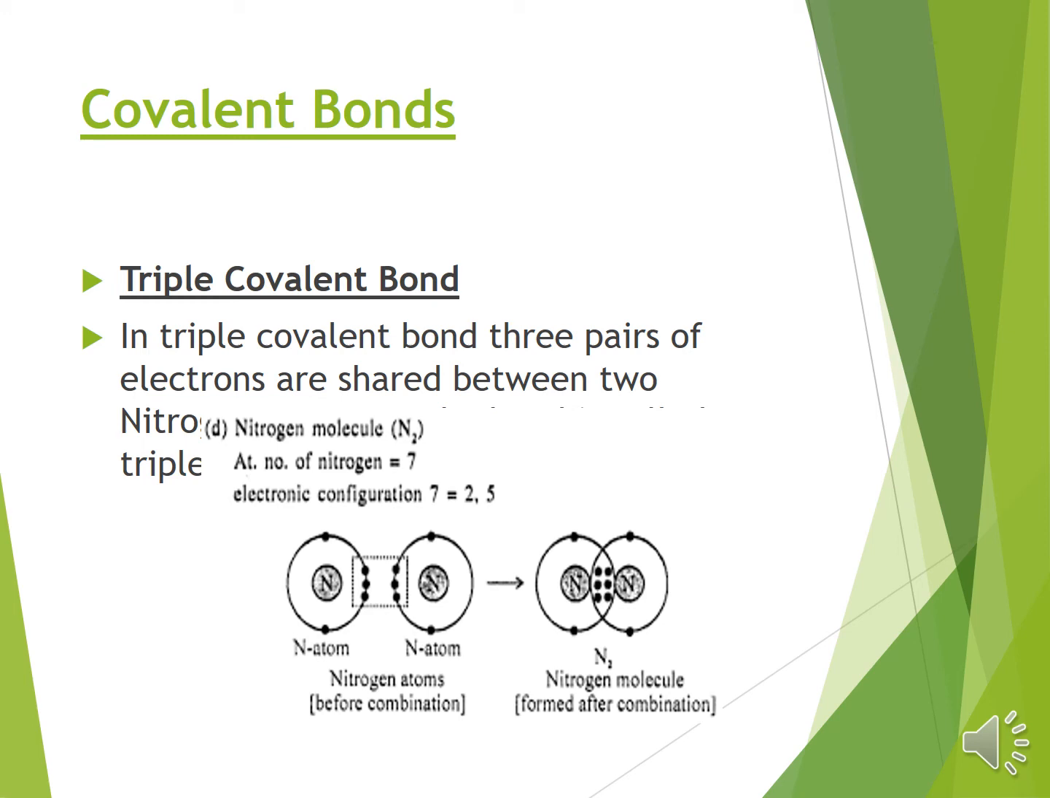So both nitrogen atoms are going to share 3 electrons with each other. Total sharing is 6 electrons. As it is 6 electrons, it will form 3 bonds, that is called triple covalent bond.